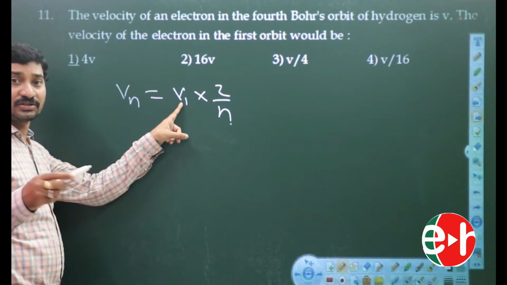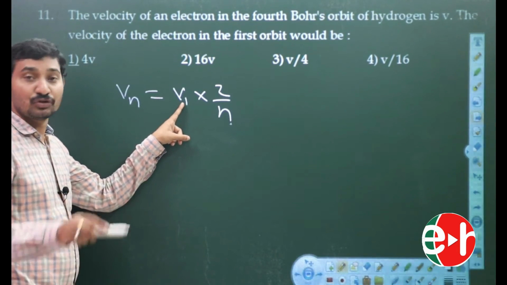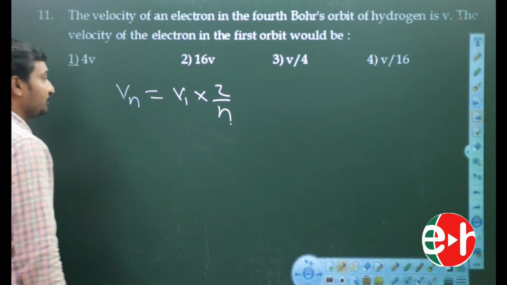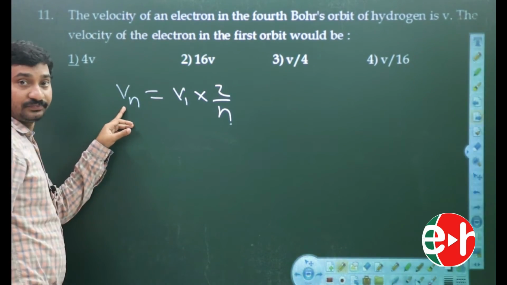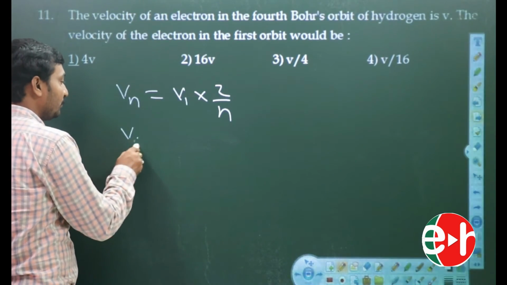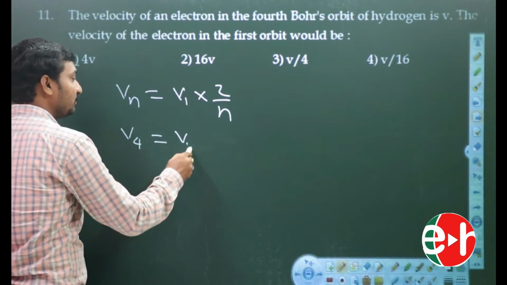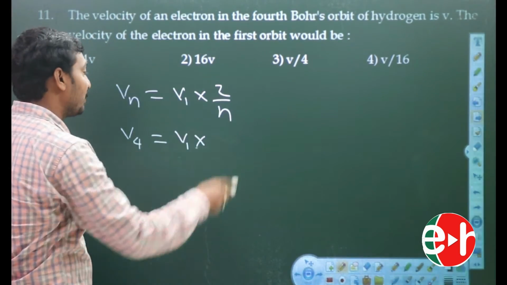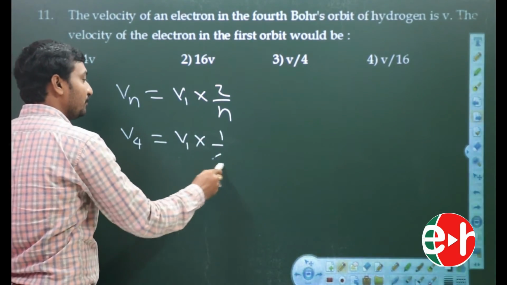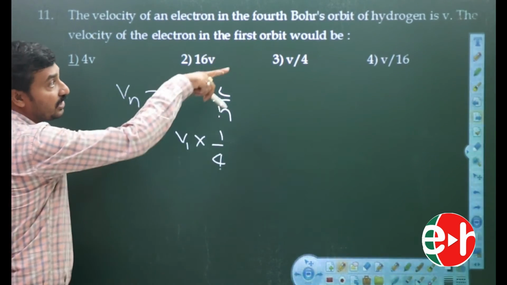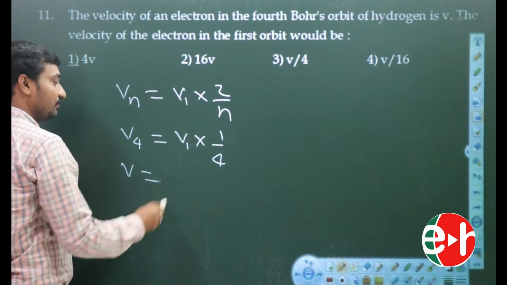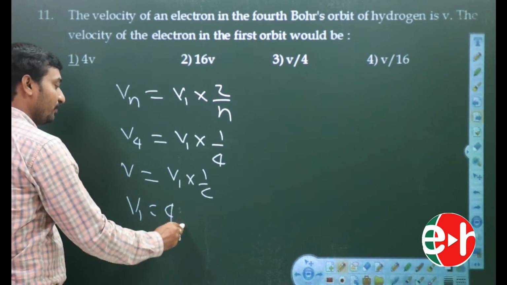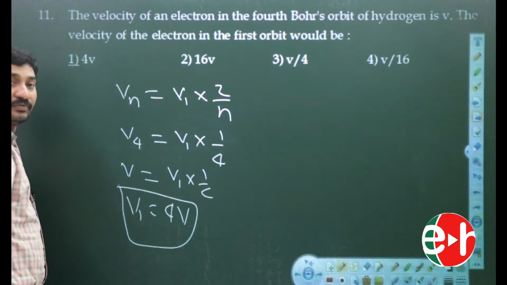V1 means the velocity of the hydrogen atom in the first orbit, which is equal to 2.18 into 10 to the power of 8 centimeter per second. Now V4 is given. V4 is equal to V1 into Z by N, for the Bohr orbit of hydrogen atom, 1 by 4. Then V4 value given is V, so V is equal to V1 into 1 by 4, then V1 is equal to 4V.